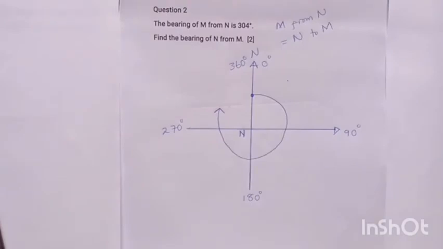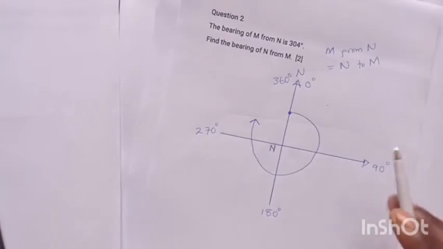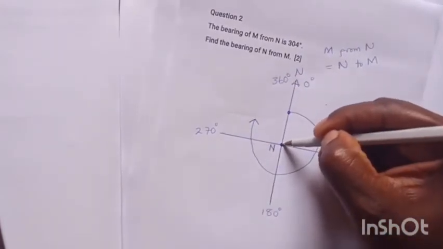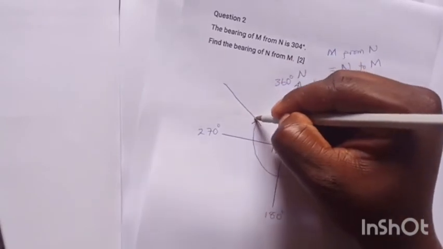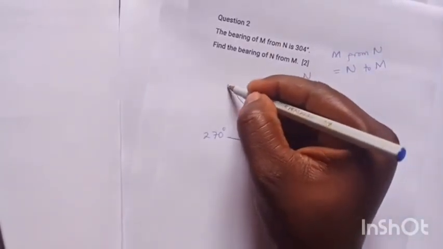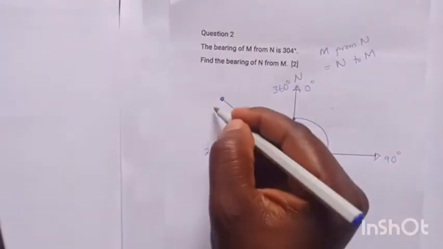So after placing this arrow, you then need to draw a straight line from N, from the center, to touch the arrow. So at the end point of this line, you have to place M.